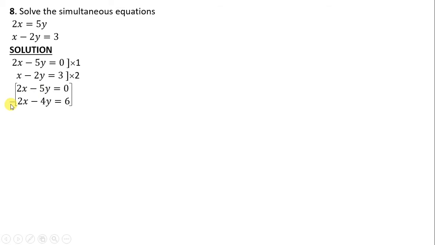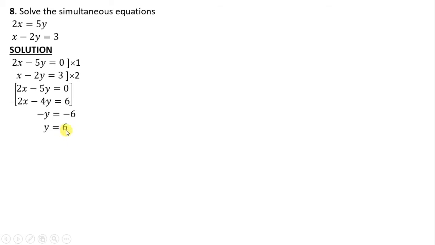Negative 5y minus 4y. So this negative here and that minus is giving me a positive. 0 minus 6 is giving me a negative. So if you have negative 5y plus 4y, it's going to give us a negative y. 0 minus 6 will give us a negative 6. When the coefficients are negative, what are we supposed to do? Either multiply the whole equation by negative 1 or divide both sides by negative 1. Your answer will be y is equal to 6.